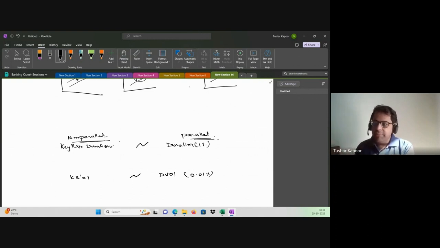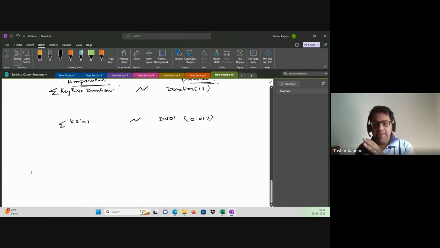But remember, if you sum all the key rate durations for any security, they would be equal to the duration for a bond, even though these are non-parallel shifts. And if I sum up the KR01s for all the key rates identified, they will be equal to DV01. That's one thing to keep in mind.